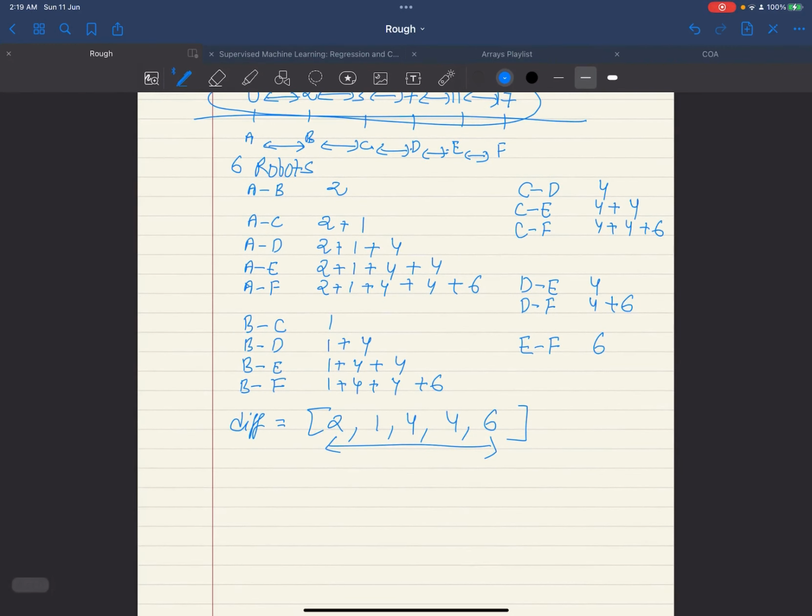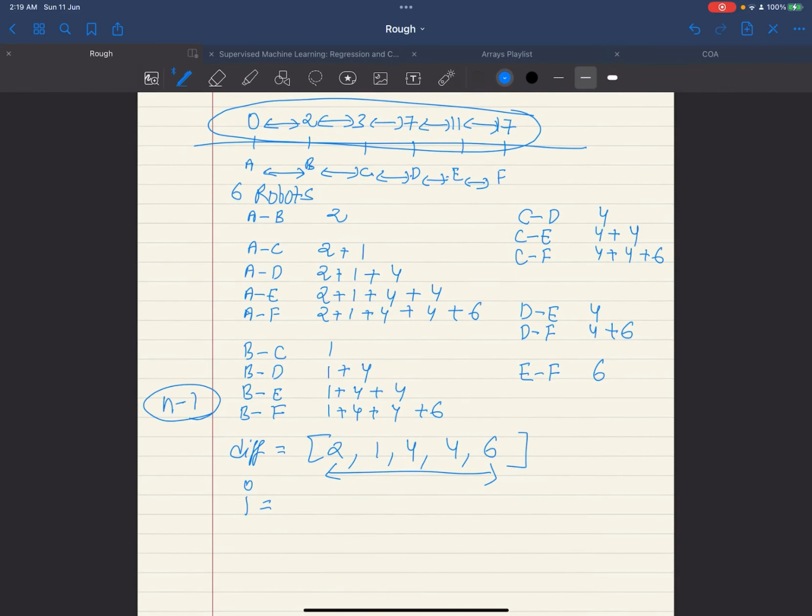Now you can see that we'll initialize two integers, right? With i equal to, as you can see, this 2 is not repeating, right? 2 is just 5 times here, right? So what we are going to do is initialize i with n minus 1, where n is the number of robots, right? So here we have 6 robots, we'll initialize i with 5, and j with 1, which is basically representing the number of times this part is repeated. This part is repeated just 1 time, right?